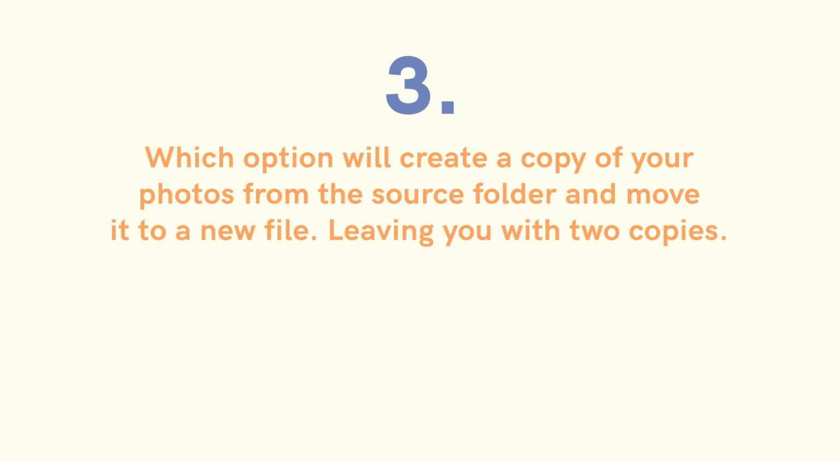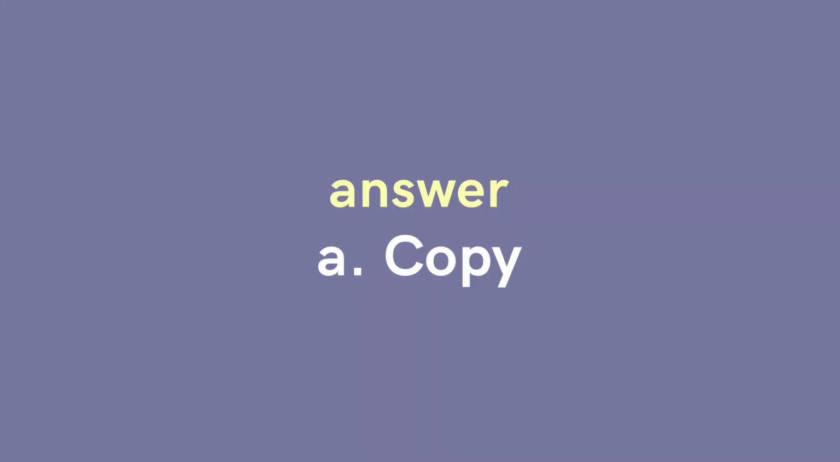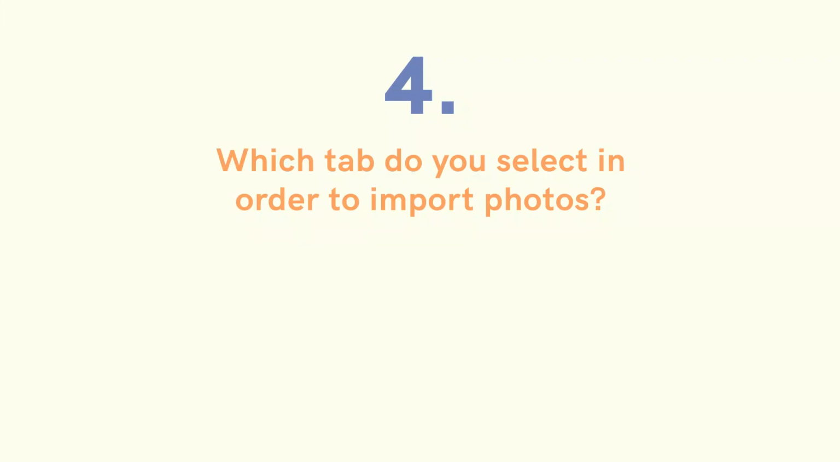3. Which option will create a copy of your photos from the source folder and move it to a new file, leaving you with 2 copies? A, copy, B, copy as DNG, C, add. Number 4. Which tab do you select in order to import photos? A, library, or B, develop?